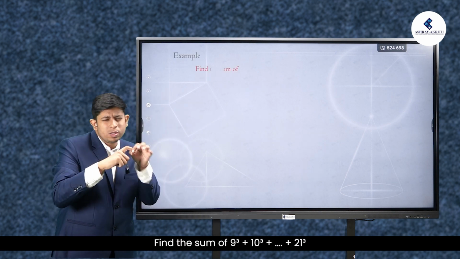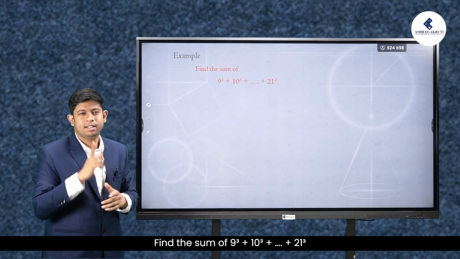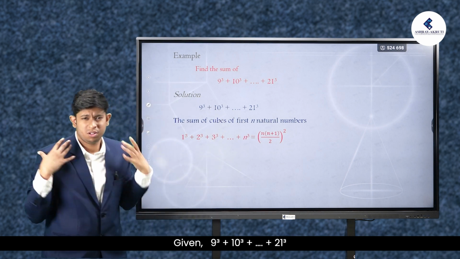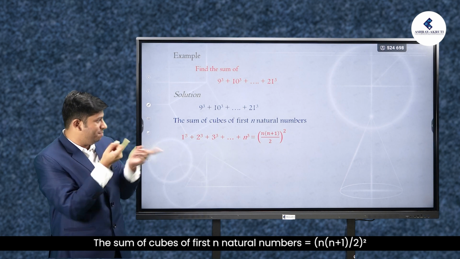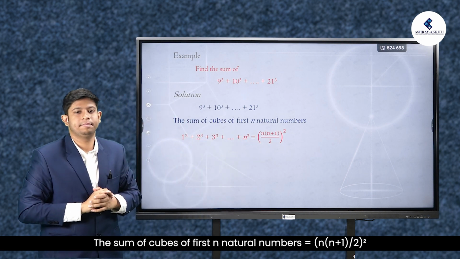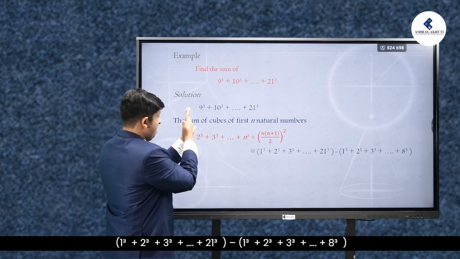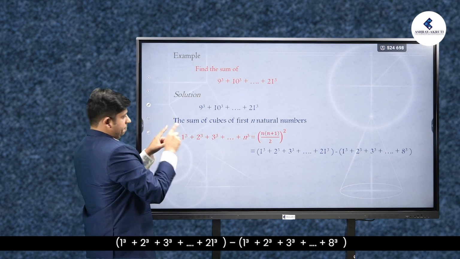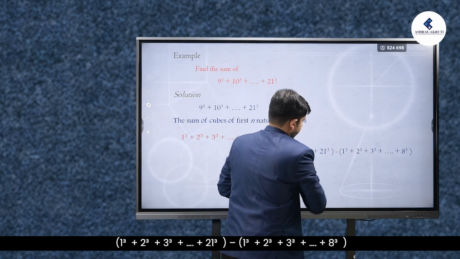Find the sum of 9 cube plus 10 cube so on plus 21 cube. Solution. Given 9 cube plus 10 cube plus so on plus 21 cube. The sum of cubes of first n natural numbers is equal to n into n plus 1 by 2 whole square. The given series we can write as 1 cube plus 2 cube plus 3 cube plus so on plus 21 cube minus 1 cube plus 2 cube plus 3 cube plus so on plus 8 cube.